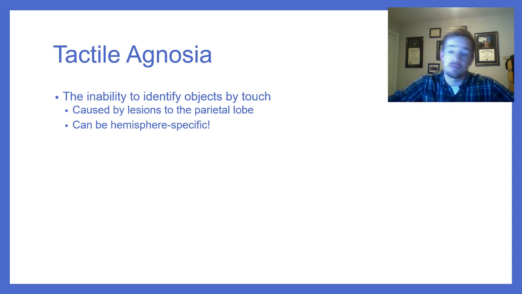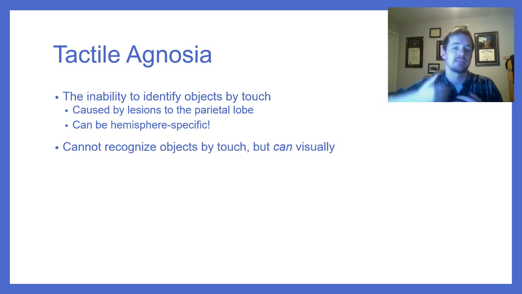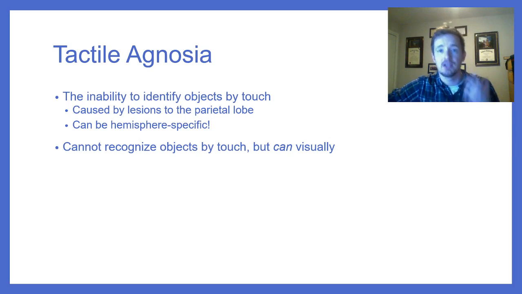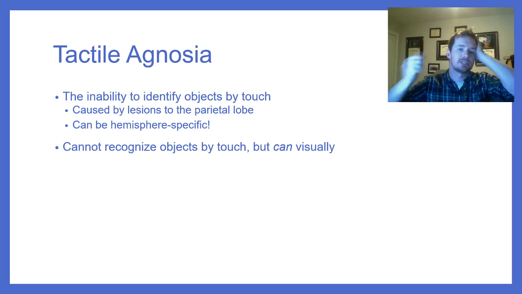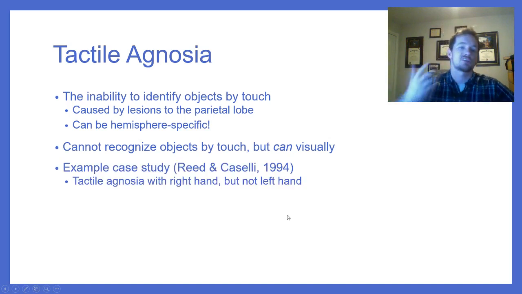Just like with vision, we can actually lose the ability to do this in what's called tactile agnosia. Tactile agnosia is when we have an inability to recognize things just by touching them. And it is hemisphere specific. For example, if I had a certain brain lesion in my left hemisphere, I'd be unable to detect what something is with my right hand. But with my left hand, I'd be able to tell, because my left hand goes to my right hemisphere. So I would be able to recognize it, just not really tactilely.